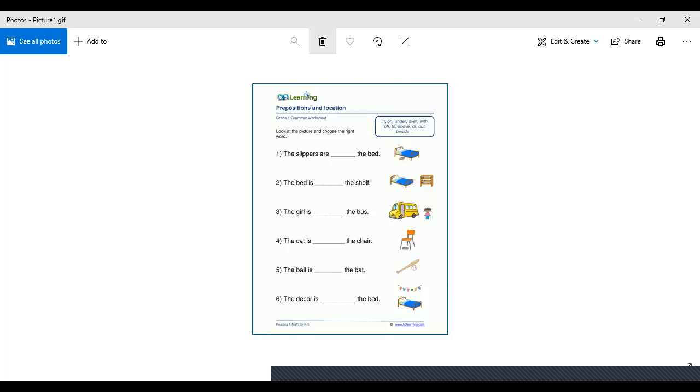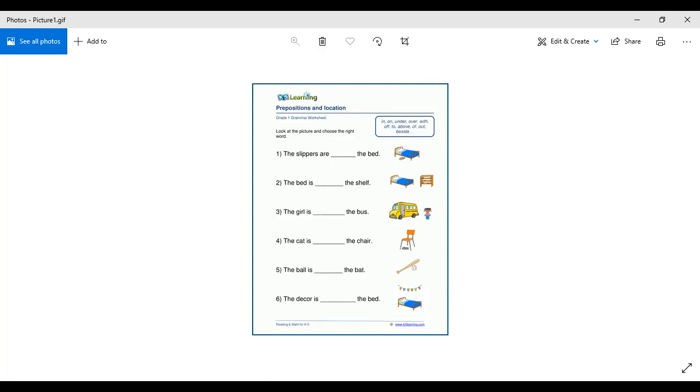Okay, now let's look at this. The first is: the slippers are dash the bed. We did a similar example in the video. The frog was under the tree. So the slippers are under the bed. Very good. Okay. Look at the next one. The next one says: the bed is dash the shelf. The bed is beside the shelf. Very good, because it is placed closer to that, right?